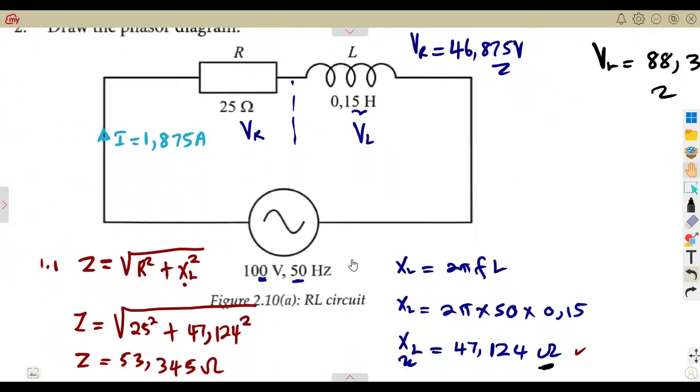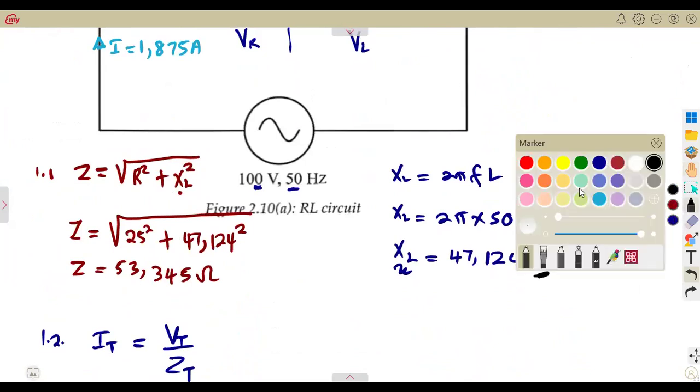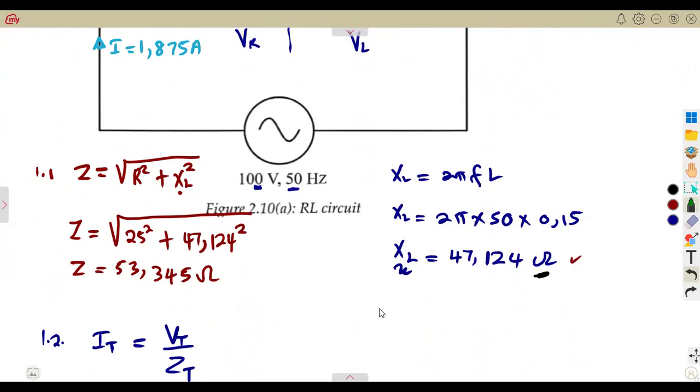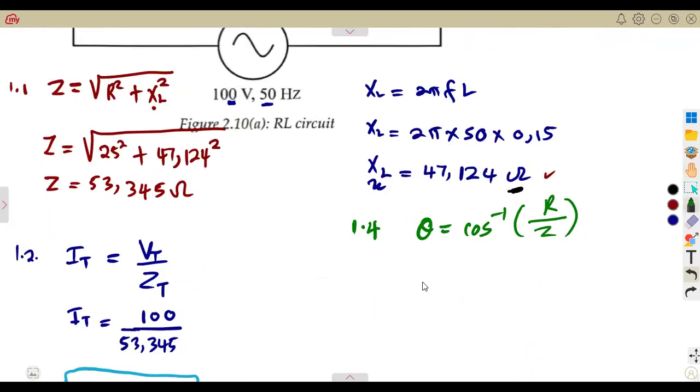So from the resistance and from the impedance, we have the impedance there. I'm just going to write it here, guys. That's 1.4. So we saw that theta is equal to arc cos resistance over impedance. We have the resistance on our circuit, that is 25. So we're going to have our phase angle theta as arc cos R, which is 25 over the total impedance that we calculated. That's 53.345. That is going to give us theta.